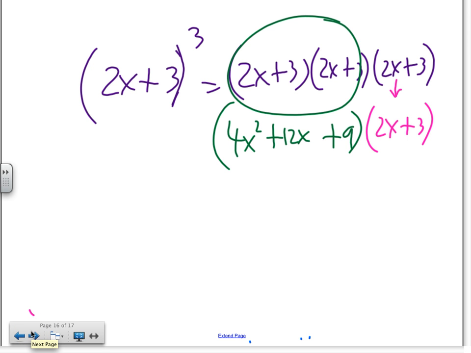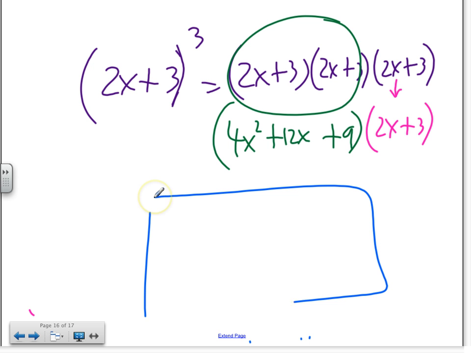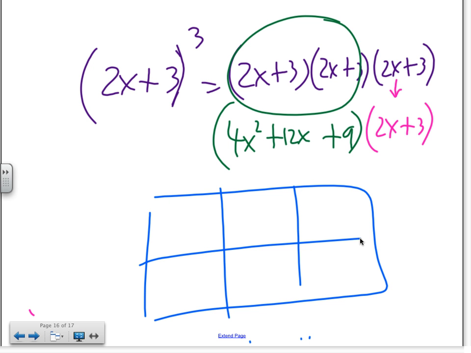There's no shortcut to this one, unfortunately. So what do you have to do? Box. What kind of box? 3 by 2. It's a 3 by 2. Is it? So we would create a box like this of a 3 by 2, which ends up being 4x squared plus 12x plus 9. And this one on the side is 2x plus 3. Okay, what do you fill in here?